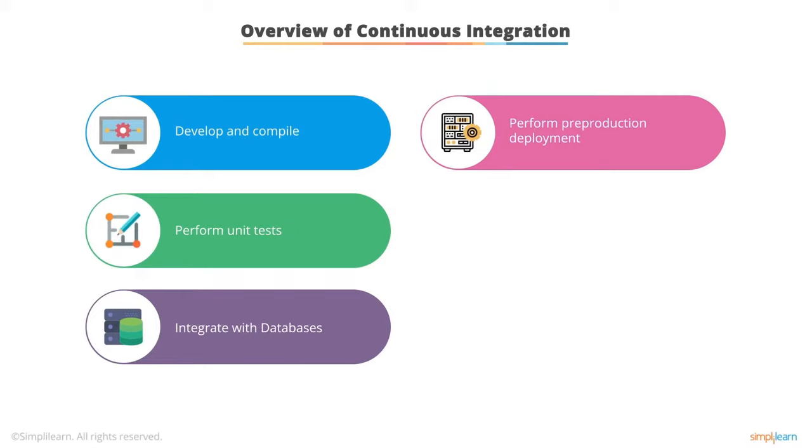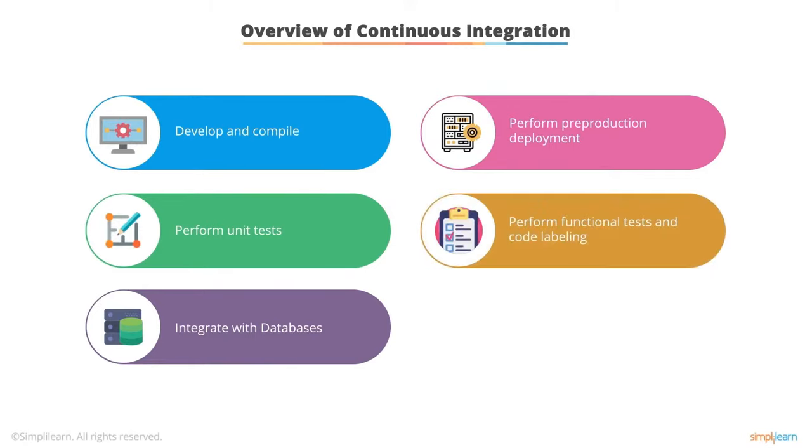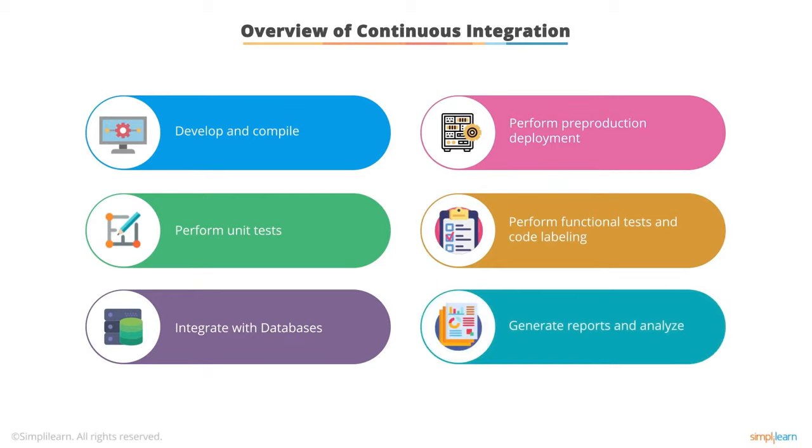Also, part of a continuous integration process is to perform functional testing and apply labels against release points in the code repository. Additional activities in CI are to generate reports and analyze the code. Continuous integration is about combining code from each developer into a common deployment path automatically with a high degree of accuracy.